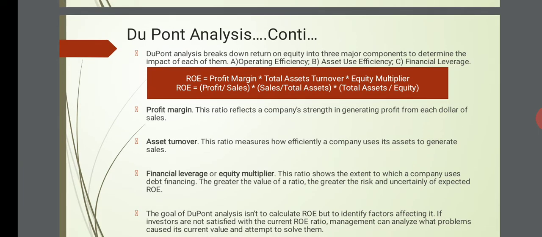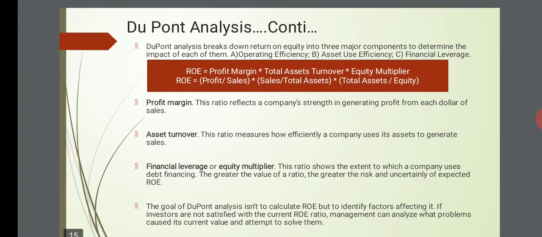So if you look at the first one, profit margin, it points towards the operating efficiency. If you are operating efficiently, your profit margin will increase. Asset use efficiency: if you're making maximum out of your assets, you're using your assets efficiently and you're making more sales out of 1 rupees assets. So total asset turnover is a dimension of asset use efficiency. Then financial leverage, it is total assets upon equity. So how much asset have you made out of 1 rupees investment in equity?